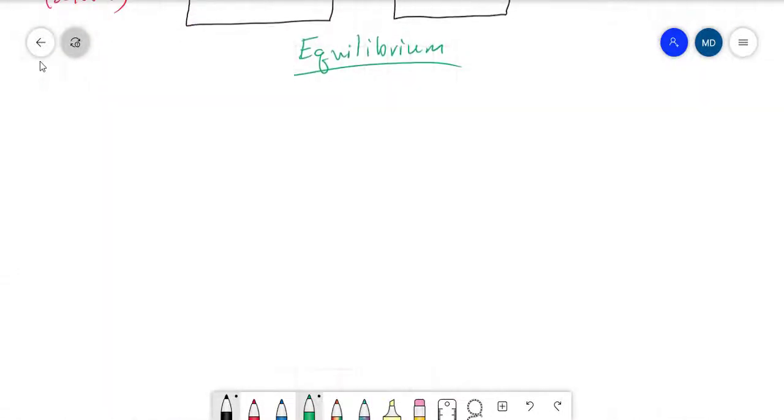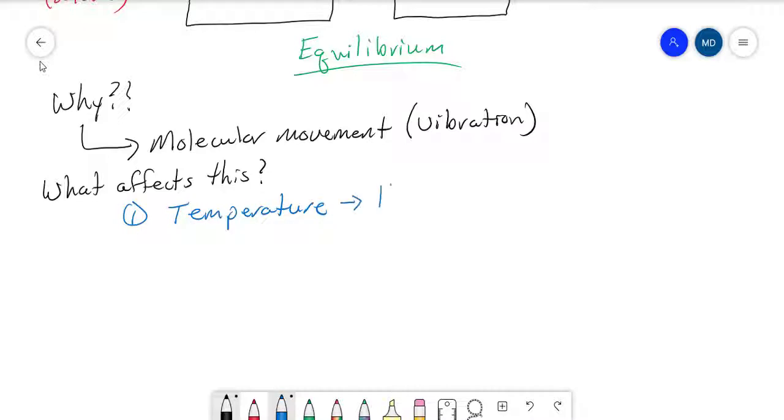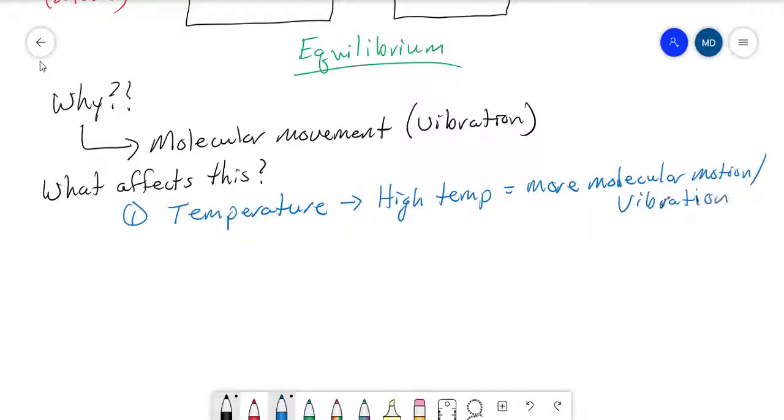Now, why does this happen? This happens because of molecular movement, which you can also think of as molecular vibration. What affects this? There's a number of things that affect this molecular movement. The first one is temperature. High temperatures cause more molecular motion or more molecular vibration. Think of it this way: if you put your hand on a hot stove, what you're actually feeling as heat is molecular vibration.